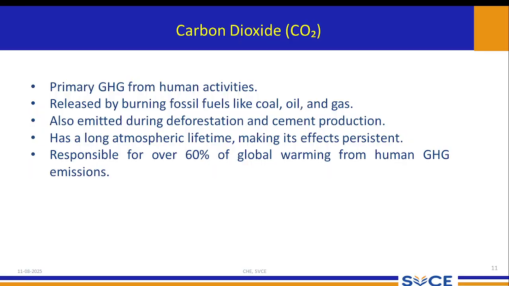Carbon dioxide, we'll see one by one. It is a primary greenhouse gas from human activities, released by burning fossil fuels like coal, oil, and gas. So most of the industries use coal as their source for steam production.